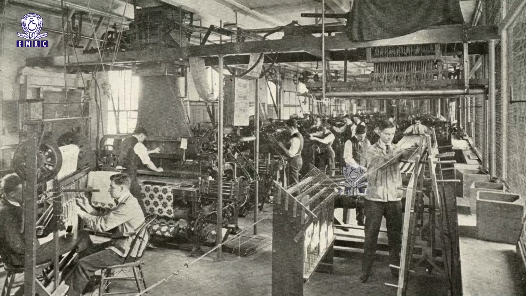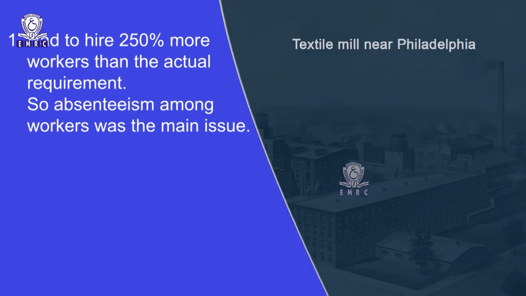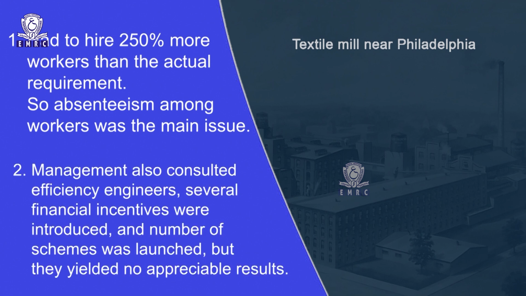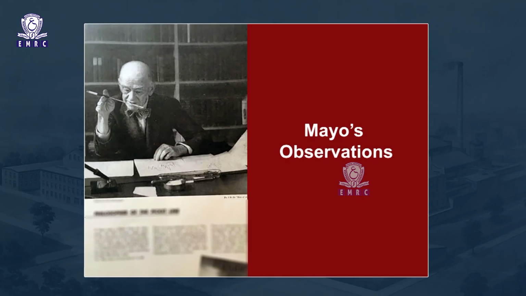The issues were that they had to hire 250% more workers than the actual requirement. So, absenteeism among workers was the main issue. Management also consulted efficiency engineers, several financial incentives were introduced and a number of schemes were launched, but they yielded no appreciable results.